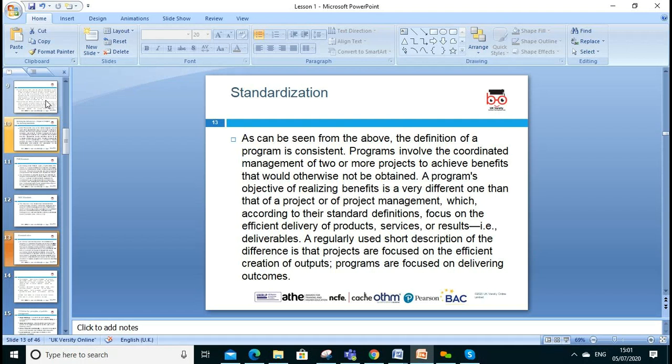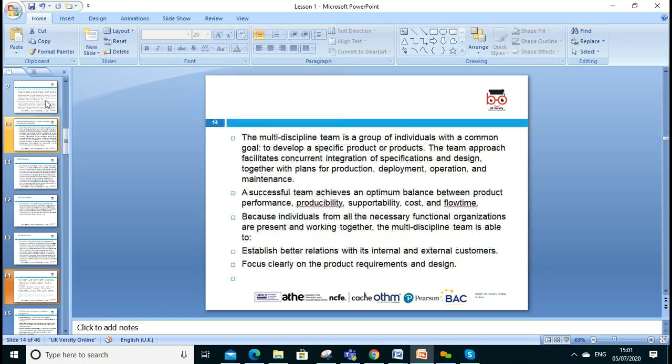So standardization is one of the approaches. As can be seen from the above definitions, a program is consistent: a program involves coordinated management of two or more projects to achieve benefits that would otherwise not be obtained. A program is about realizing benefit, which is very different from the project or project management. So according to the standard definitions, projects focus on the efficient delivery of products, services and results, and programs focus on the efficient creation of the outcome and benefits.